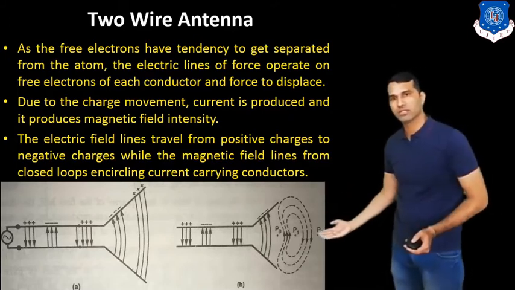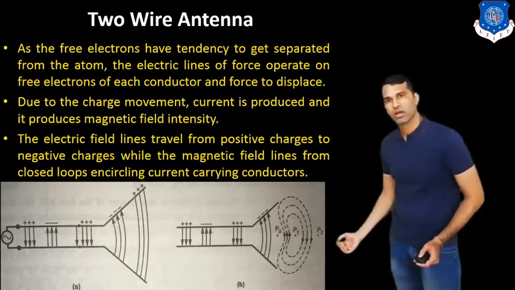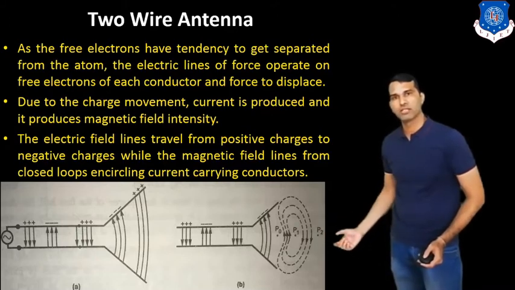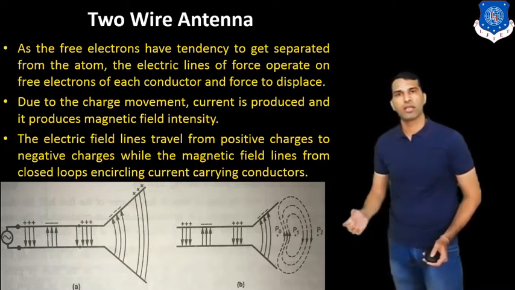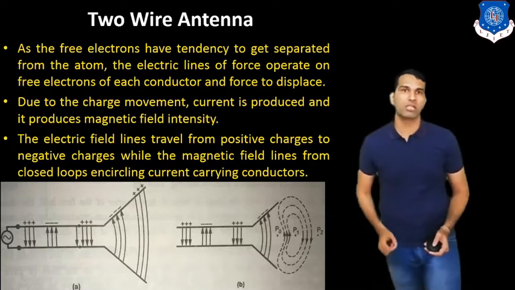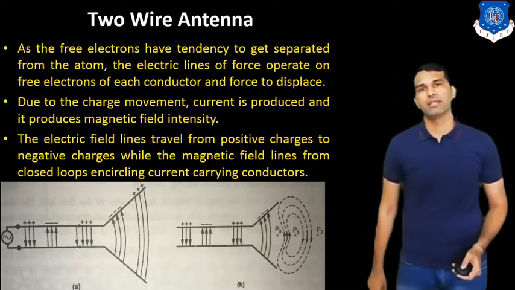Here we can see the second figure. The electromagnetic wave is generated here and it propagates in free space. So this is the mechanism of the two-wire antenna.